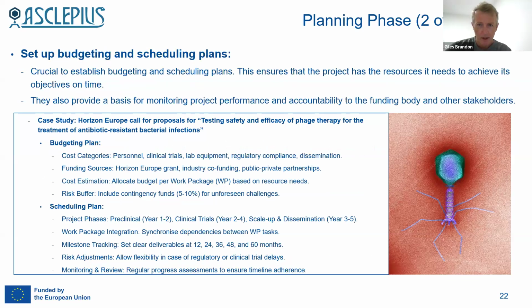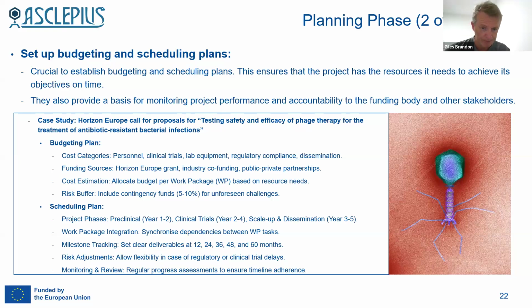In this planning phase, we're going to need to set up in more detail the budget and scheduling plans. Again, looking at our case study. So for the budgeting plan, we're going to need to think about the different cost categories: personnel, clinical trials, lab equipment, regulatory compliance, dissemination. To name just 5, there's probably some more categories to think about. Funding sources we've already spoken about.